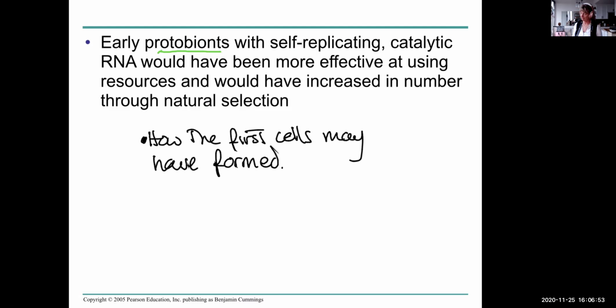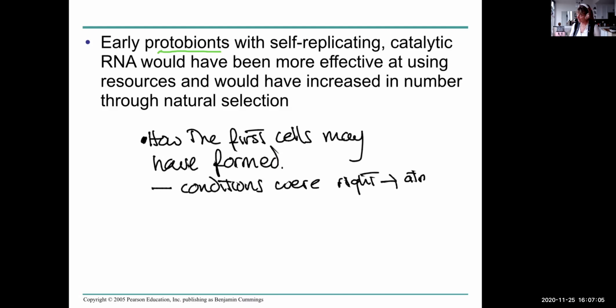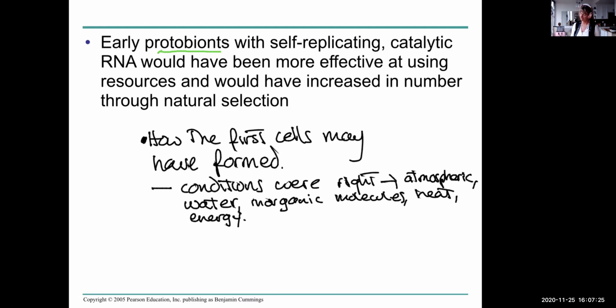How the first cells may have formed. So the conditions were right: atmospheric conditions, plenty of water, inorganic molecules, heat, energy. That was part one: how the first cells may have formed from prehistoric Earth.